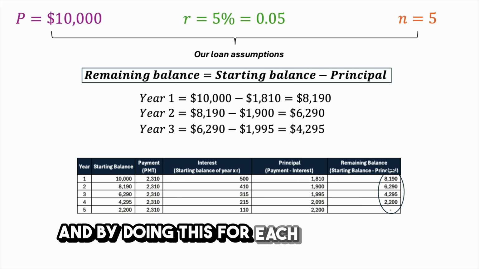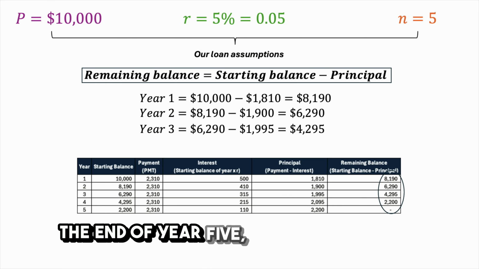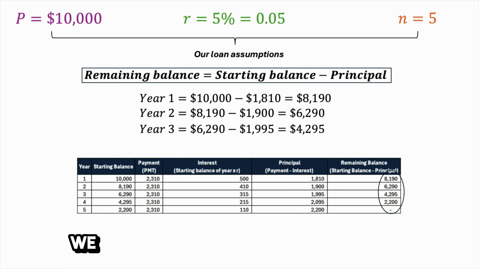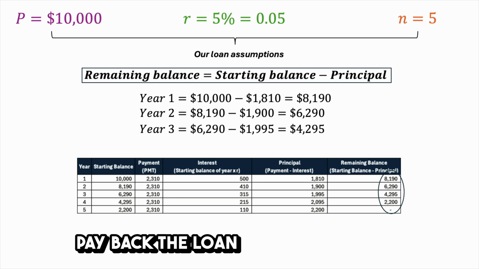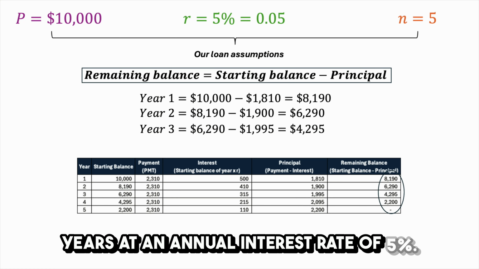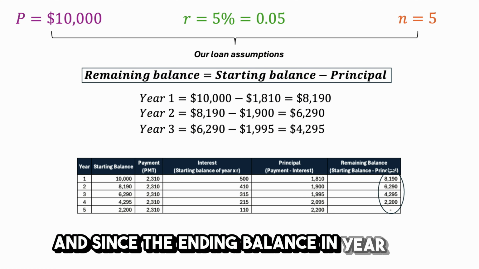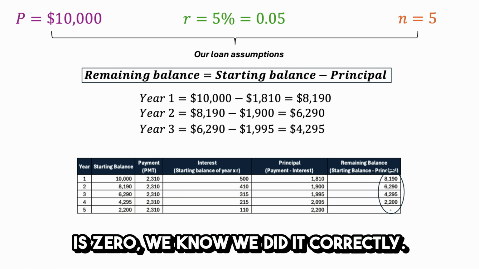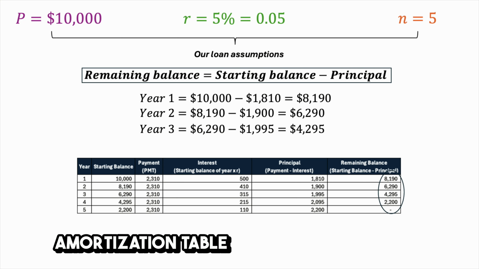and by doing this for each year, we can see that by the end of year 5, we no longer owe any money. We said in the beginning we needed to pay back the loan of $10,000 in 5 years at an annual interest rate of 5%. And since the ending balance in year 5 is 0, we know we did it correctly. And that's how you make an amortization table for an annuity loan.